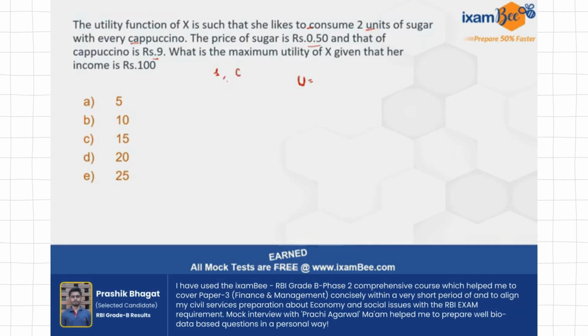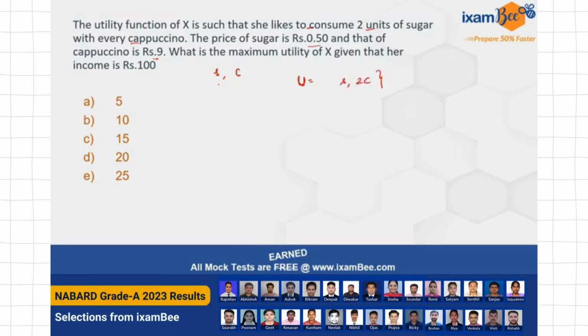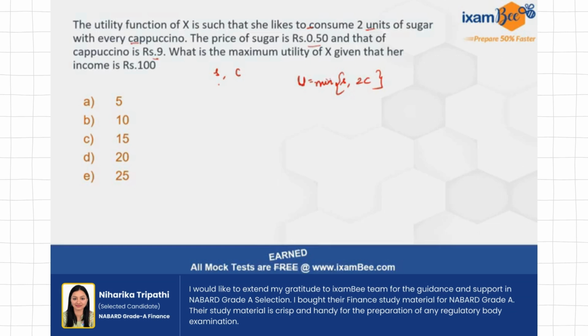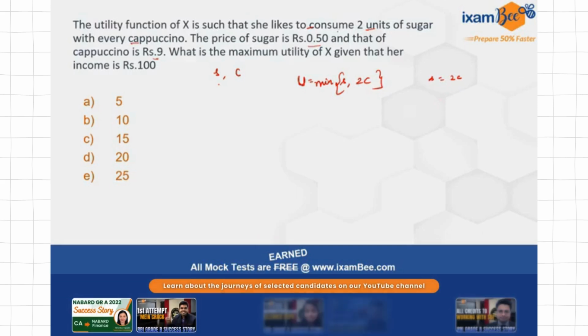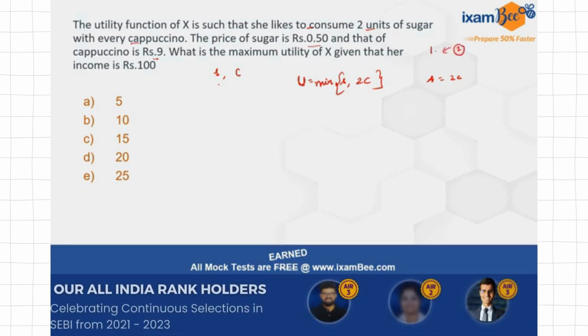Now it's said that the consumer likes to consume 2 units of sugar with every cappuccino. So how will my utility function look? The utility function will be minimum of S comma 2C. Why minimum? Because the minimum function means that S is equal to 2C. She likes to consume 2 units of sugar with every cappuccino, so with 1 cappuccino she wants 2 sugar.